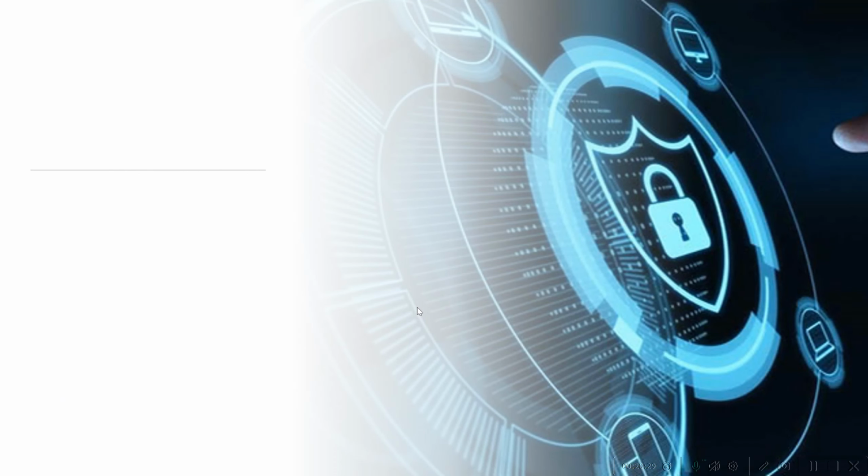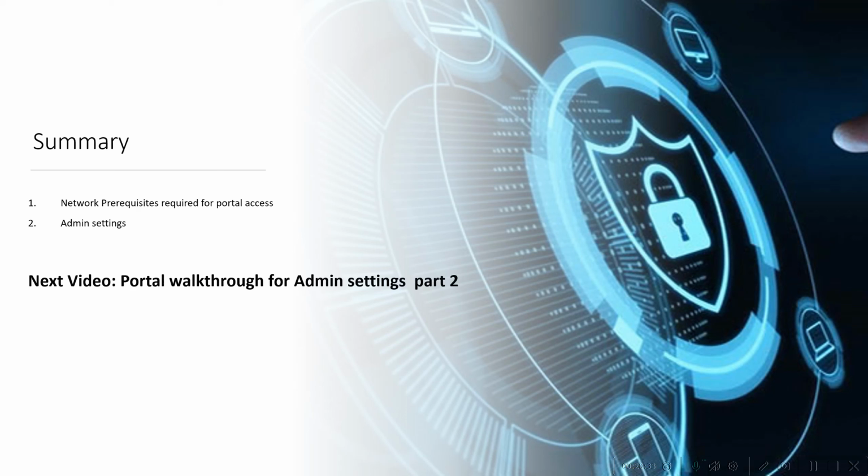To summarize, what we have seen today is we have discussed the network prerequisites which are required for the portal access. We also discussed some of the admin settings an admin can customize from the console. We will continue the remaining admin settings in the part 2 session.